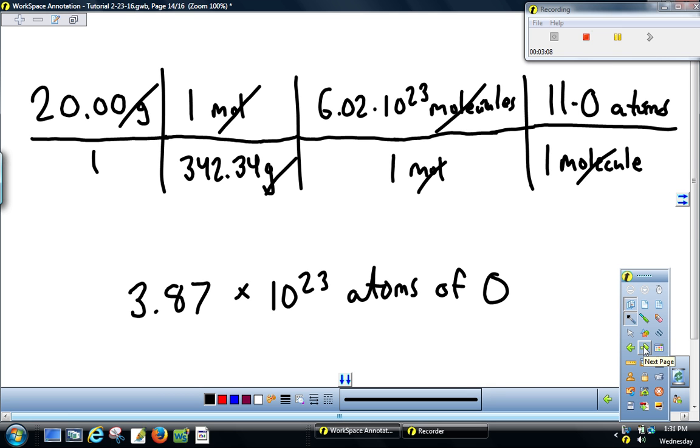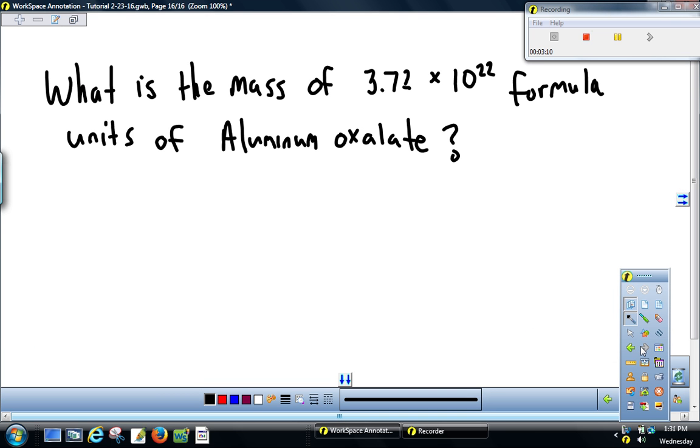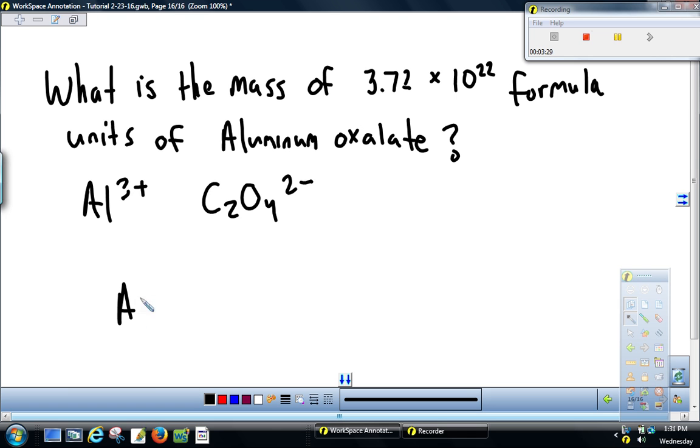We're going to take a look at one more problem, and we're going to work backwards this time. What is the mass if you have 3.72 times 10 to the 22nd formula units of aluminum oxalate? This is where memorizing your ions comes in handy. We know aluminum is +3, oxalate is -2. So our chemical formula would be Al2, and then we would need 3 oxalate so that we have a neutral compound.